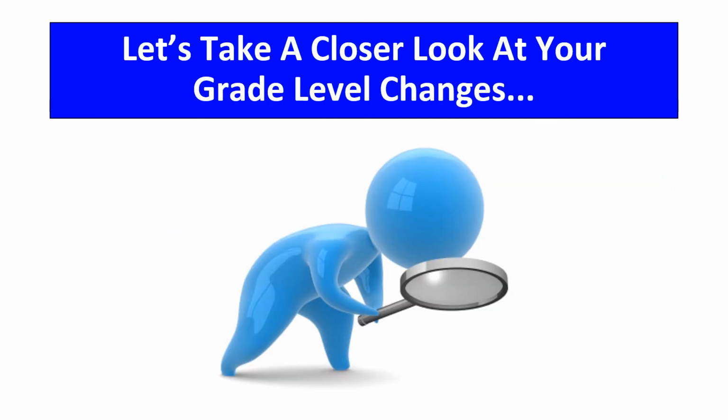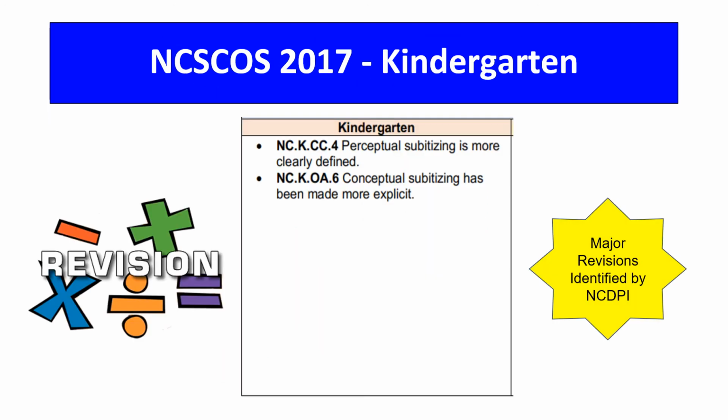Now we are going to take a closer look at changes in your grade level. NCDPI highlighted major changes to your grade level content standards as shown in the table. Major changes in kindergarten consist of clearly identifying and defining perceptual subitizing and conceptual subitizing. Also, conceptual subitizing is now a separate standard, no longer a part of KCC4. The next several slides will dig a little deeper into your standards and reveal additional revisions.